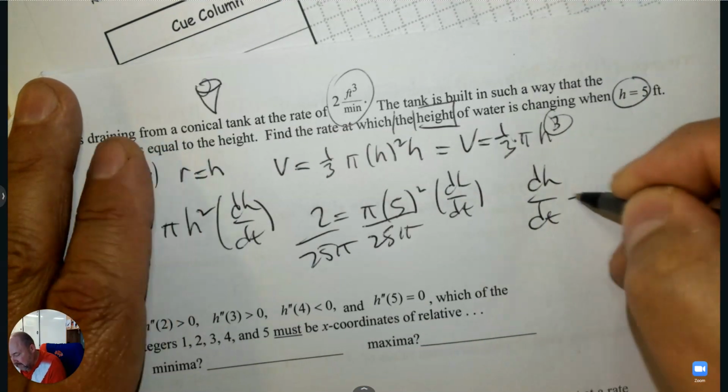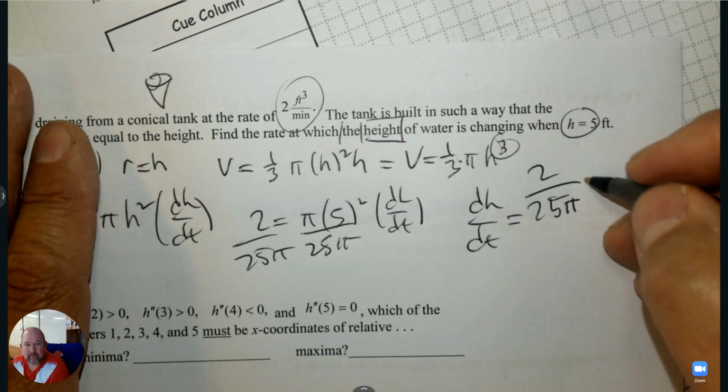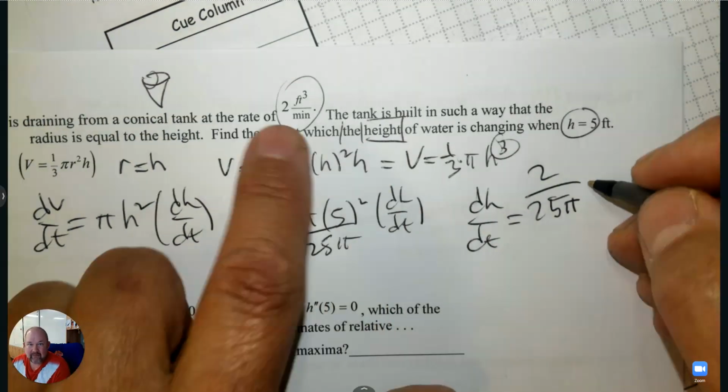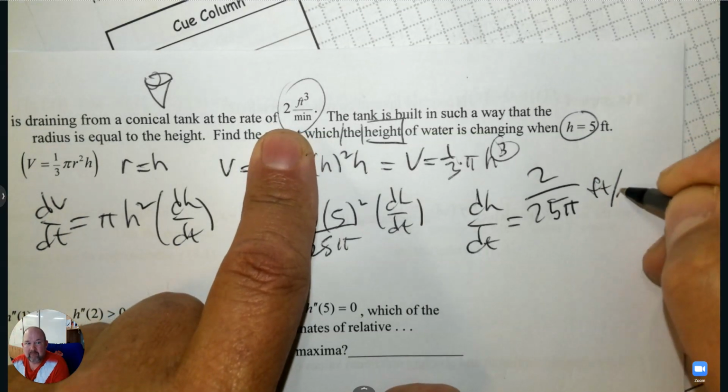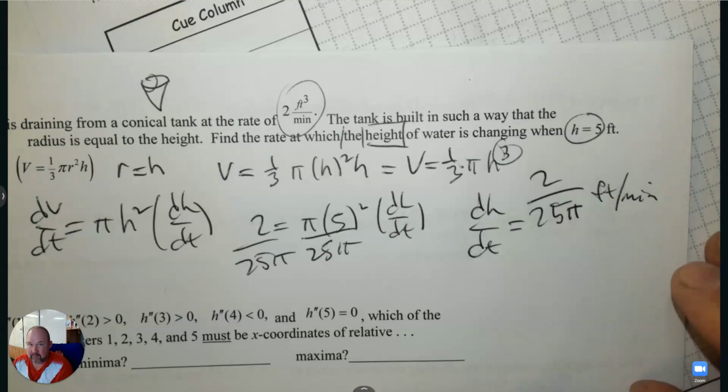So we're looking for this answer, 2 over 25 pi, and the rate for the height would be feet per minute. So that means the height of the water is increasing at this rate, feet per minute.